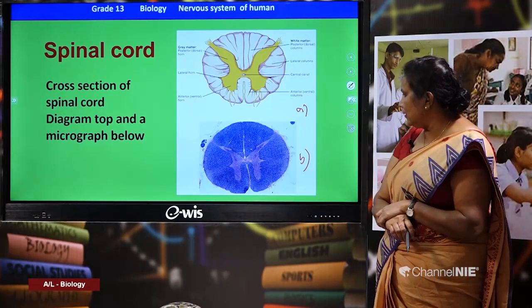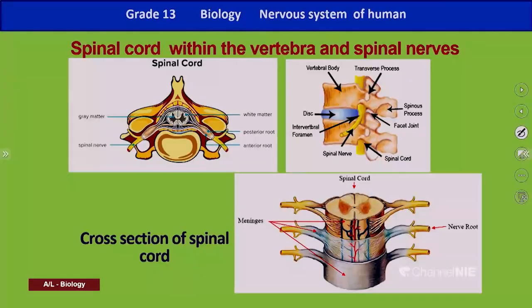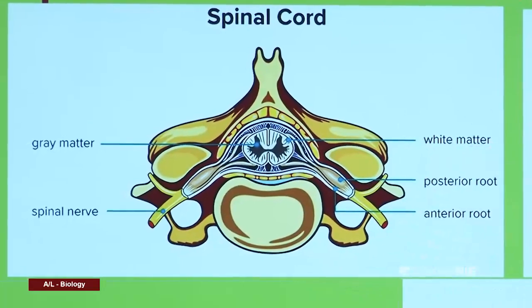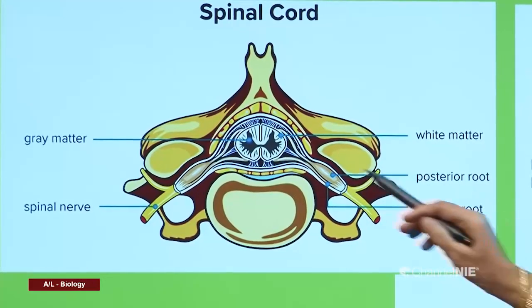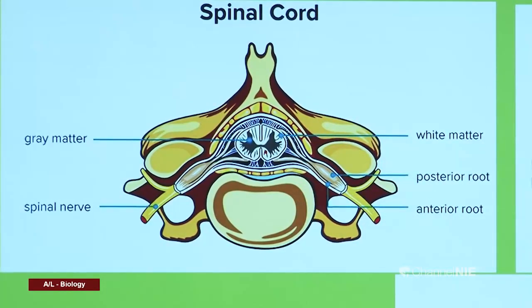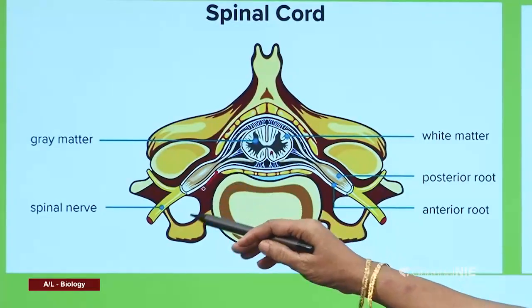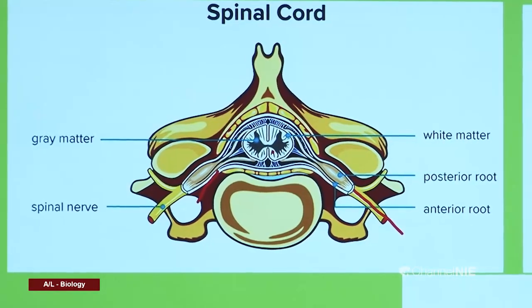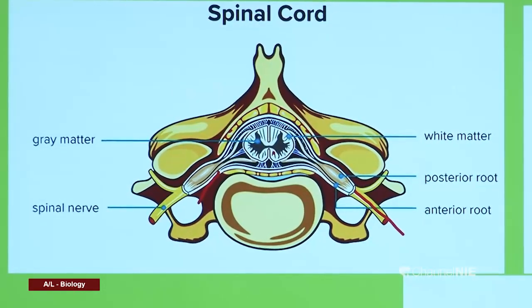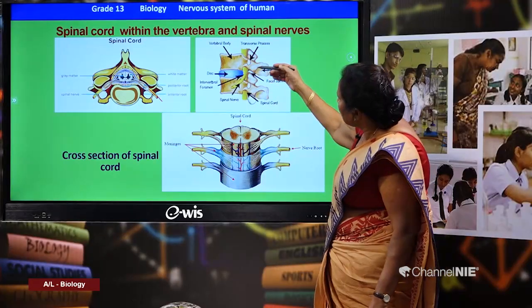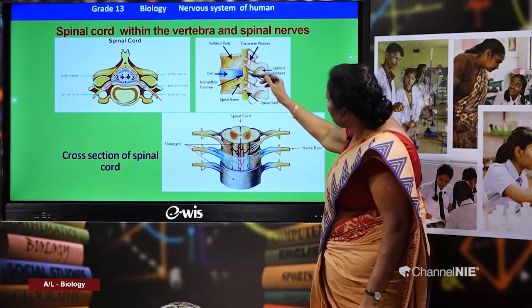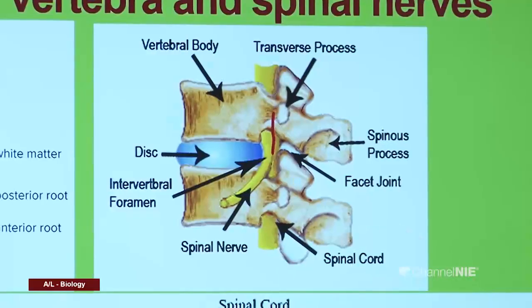This is actually a structure moving through the vertebral column. You can see here just one vertebra, and the spinal cord is here. It produces spinal nerves at different regions. These are spinal nerves, which emerge from the spinal cord. This is how the spinal cord and the spinal nerves move through adjacent vertebrae.